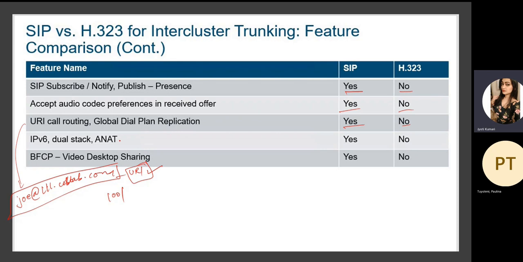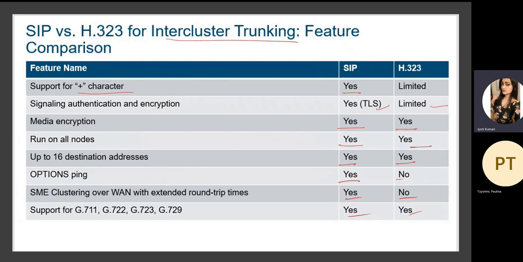Then, IPv6 dual stack ANAT is supported in SIP. For IPv6 networks, SIP is the recommended protocol, and H323 does not support that. BFCP for video sharing or video desktop sharing, SIP can be used, H323 cannot. So SIP is more advanced. We can see a lot of advanced features and capabilities in it, whereas H323 has limited features.